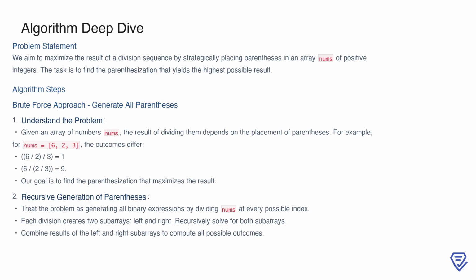To find the optimal arrangement, one approach is to use a brute force method, where we generate all possible parenthesizations. This involves treating the problem as a recursive process where we divide the array at every possible index into two subarrays, left and right. For each split, we calculate the results recursively and combine them to evaluate all possible outcomes. This gives us the maximum result for the given array configuration.